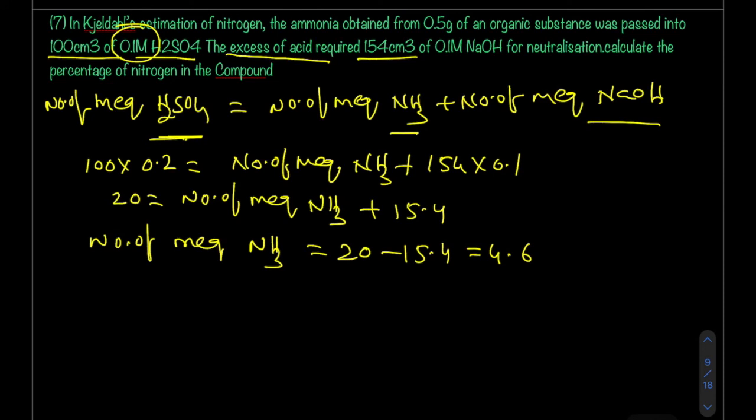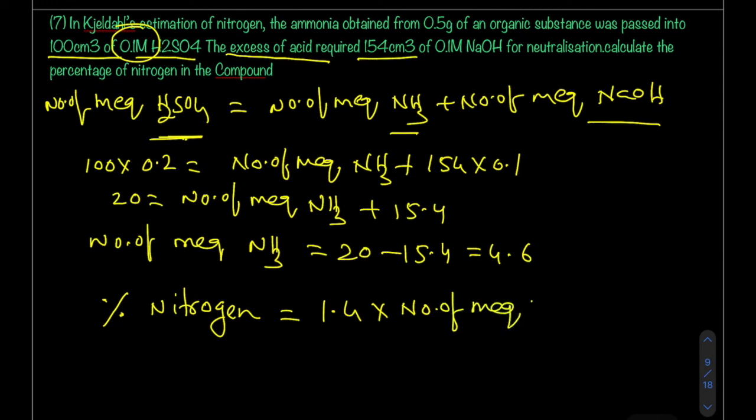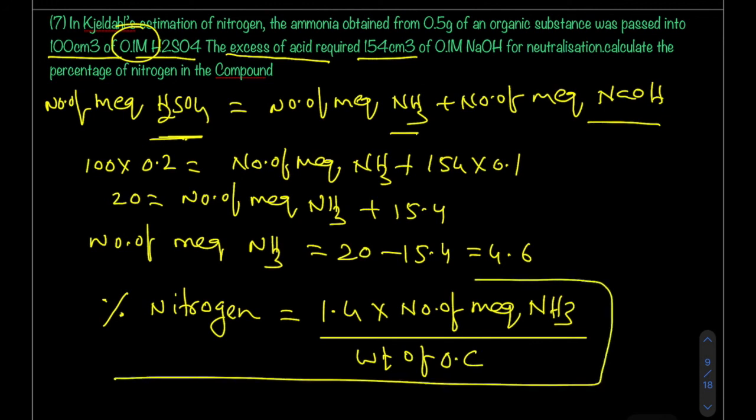Once we know the number of milli equivalents of ammonia, we can find the number of equivalents, from which we can find the mass of ammonia, then the mass of nitrogen, and convert into 100%. Now we are directly applying the formula here. Percentage of nitrogen is equal to 1.4 into number of milli equivalents of ammonia whole divided by weight of organic compound.